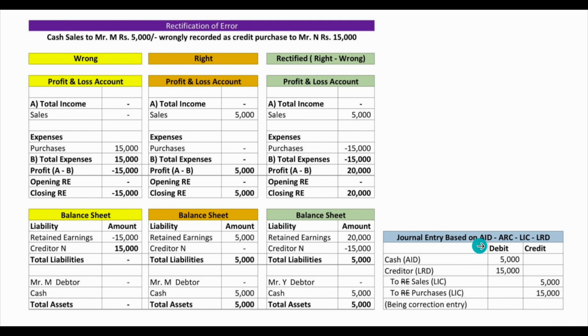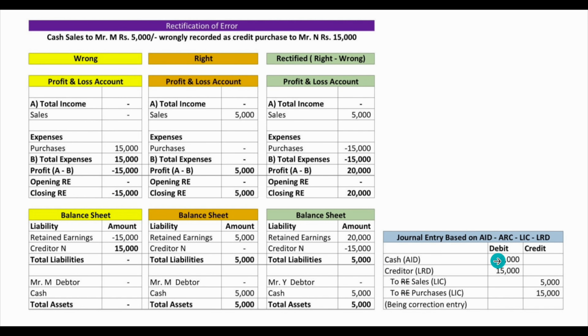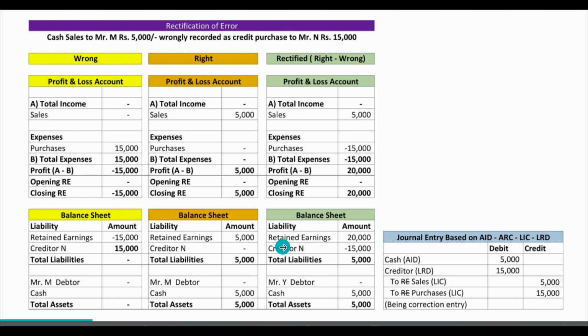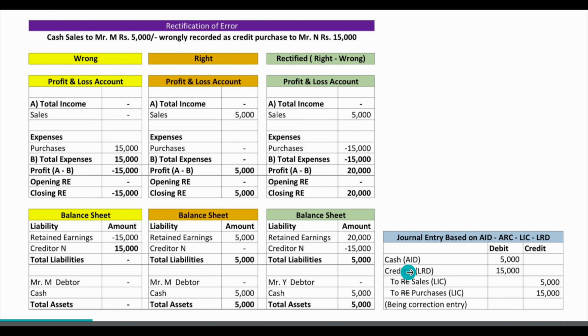Now the journal entry, based on the rule of AID, ARC, LIC, LRD. Cash balance is increasing to the extent of 5,000. So cash, based on the rule of AID, that is assets increase, debit 5,000. Now creditor is reducing to the extent of 15,000. So liability reduces, debit. So creditor 15,000 will be debited. Retained earning is increasing to the extent of 20,000. So retained earning, that is liability, increases, credit 20,000.